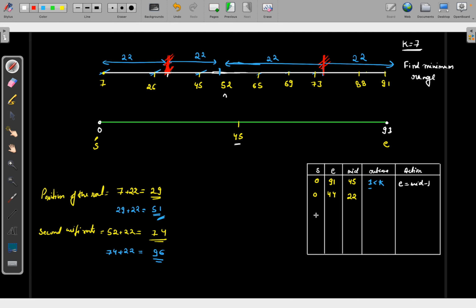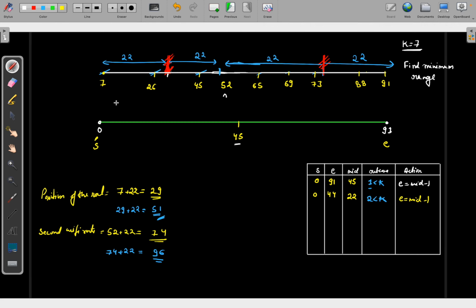Okay. So again, 2 is still bearable, right? 2 is less than K. So yes, I can decrease my range more. So again, action will be the same, mid minus 1, decrease the range. Okay, because I have 7 routers, right? Why should we use only 2 routers? We have 7. So I will decrease the range.